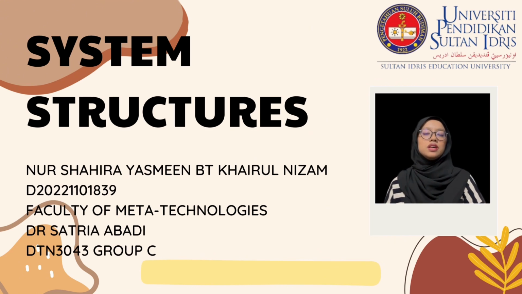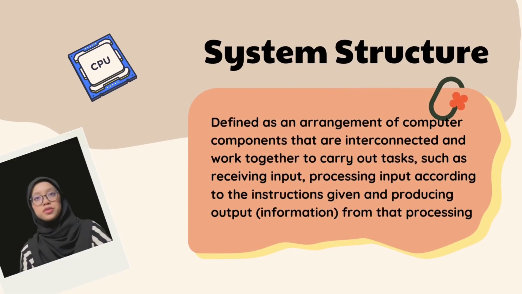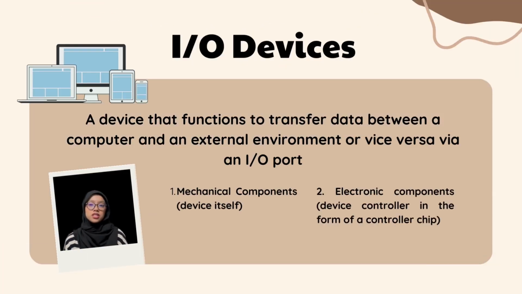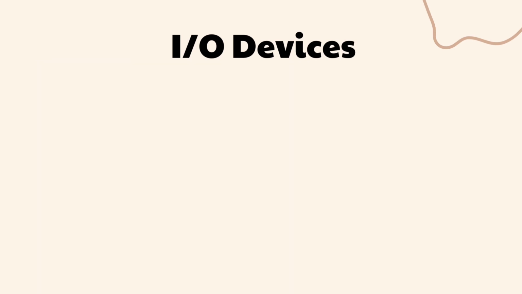Assignment of system structure. System structure is defined as an arrangement of computer components that are interconnected and work together to carry out tasks such as receiving input and processing input according to the given instruction. An input-output device is a device that functions to transfer data from a computer to an external environment or vice versa via an input-output port. There are two components: first is the mechanical component, and second is the electronic component, which is a device controller in the form of a controller chip.